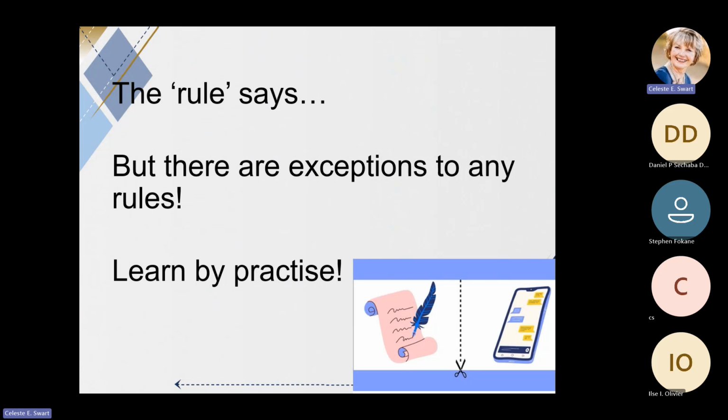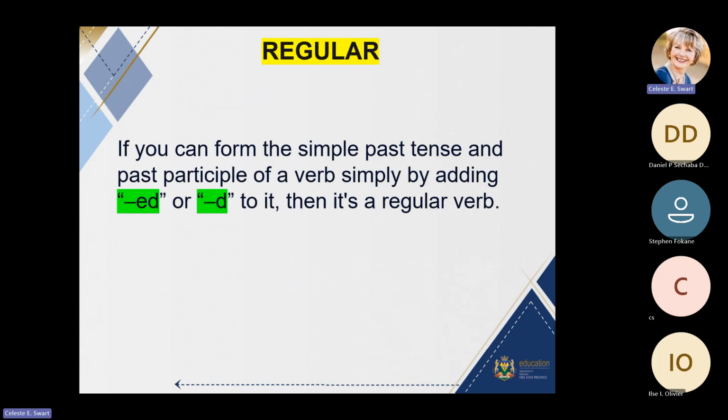You know that with language, we always find there are rules, and then the rule says this, but we do know that there are exceptions to any rules, and that is why we have to learn by practice. So let's look at what a regular verb would be. And remember, what is a verb first of all? It's an action word or a doing word.